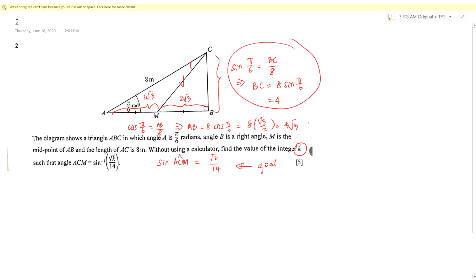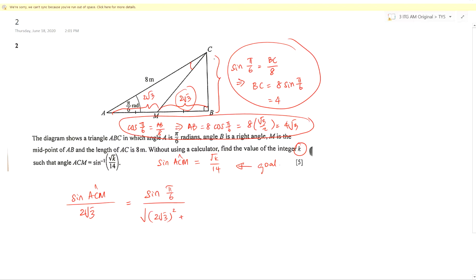Copy down all this. Okay, and now we will apply our sine rule. Sine of the angle we want, ACM, divided by the opposite length, so 2 root 3, has to be equal to sine of the other angle that is given to us, pi over 6, divided by the opposite length. Now the opposite length, as we mentioned, using Pythagoras, we have square root of the sum of the squares of the other two sides. So let's have 2 root 3 squared plus BC squared.